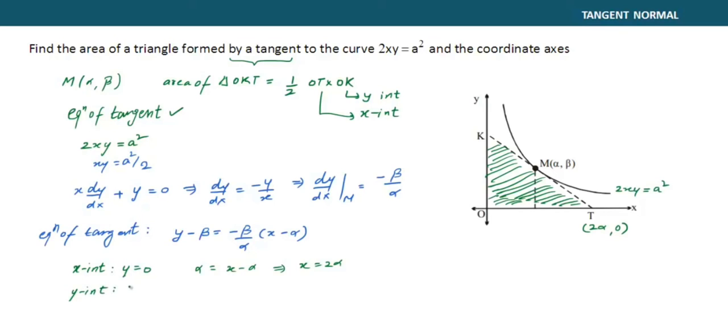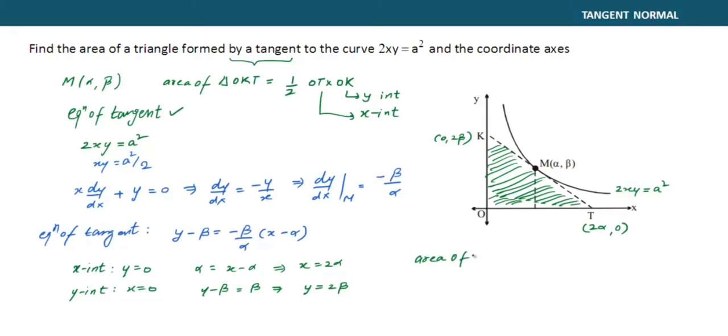Y-intercept: for the y-intercept you will put x equal to 0. So if you put x equal to 0 here, what will you get? Your minus alpha, alpha and alpha will cancel out. This will be something like y minus beta is equal to beta, and for this you will get y is equal to 2 beta, right? And that means K point is nothing but 0 comma 2 beta. Now you need to find the area. I hope the question is now done and it is very much clear to you.